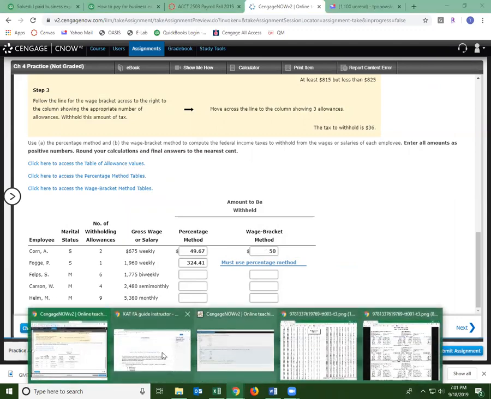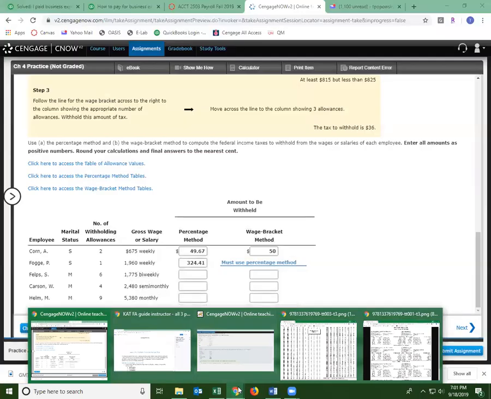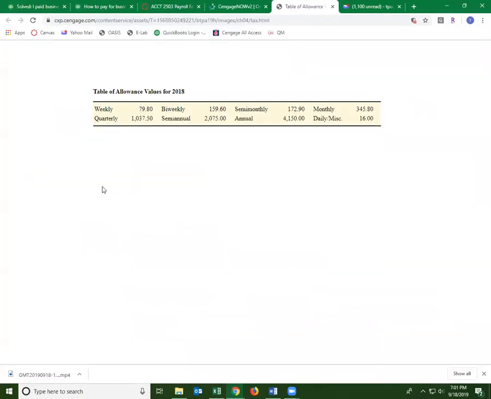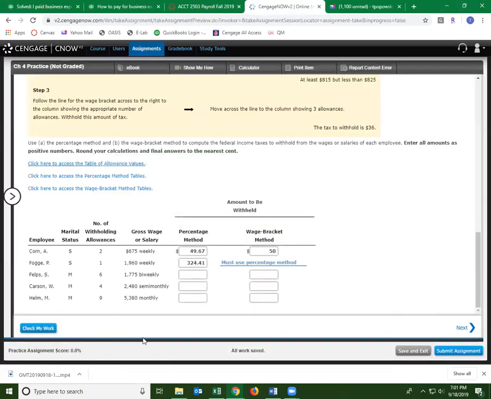So I, of course, would want to go into my table of allowances, which I think I must have closed, I'm sorry, and click it back here. So for this person, again, we have biweekly, married, 6. So biweekly gets 159.6 per allowance. So this person gets 6 allowances, so 159.6 times 6. Take that off first before you look up the percentage tables. So the table of allowance values is only for the percentage method. Okay. So again, you can calculate the rest of that.